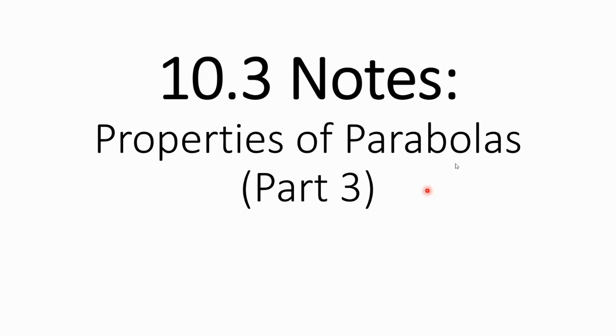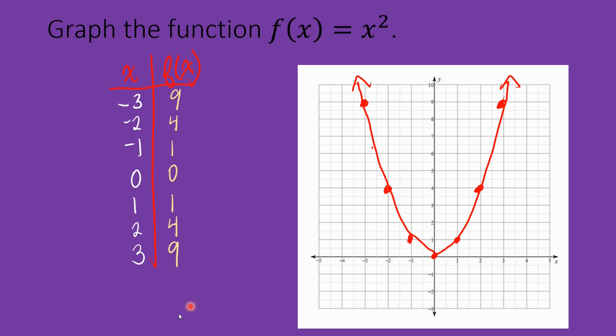Good afternoon, scholars. Today we're doing section 10.3, and it's our last section where we're talking about the properties of parabolas, but we've got two more things that we need to talk about. So what we're going to start out with is this example that we actually did, I believe, in 10.1, where we just had to graph the function f of x equals x squared. So I just copy and pasted this slide in here and don't write it down again.